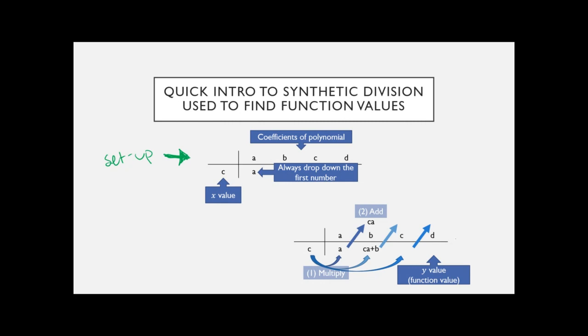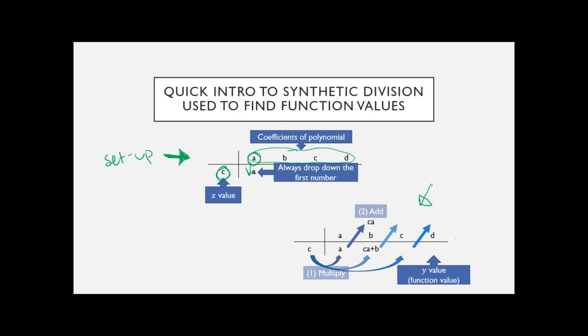So for your polynomial, you have your coefficients and you put them on the top right here. If you don't have a term, you put in a 0. So if you're missing an x squared term, you'd put a 0 there. The first number always gets dropped down underneath it. And then the number you're trying to find the function value for, let's say you want to know what the y value is when x equals 2, you would put 2 right there. So you're given an x value, you're trying to find the y value.